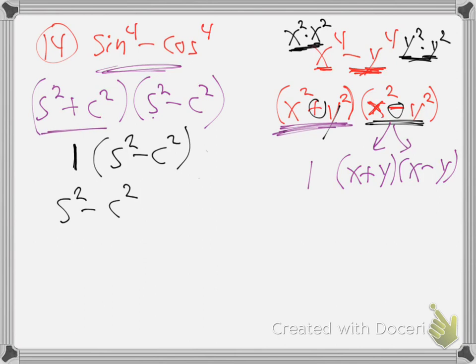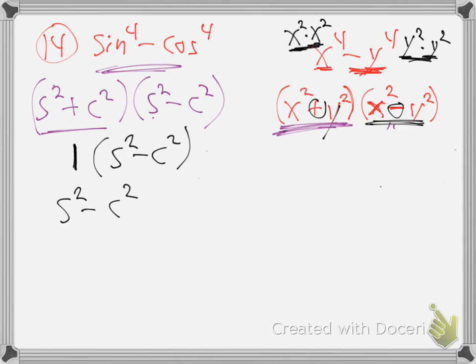Now, I'm looking at the answers on number 14, and I'm seeing that they're all sine or all cosine. So they substitute. This is where you're going to see one of the first times where they'll make a substitution step.